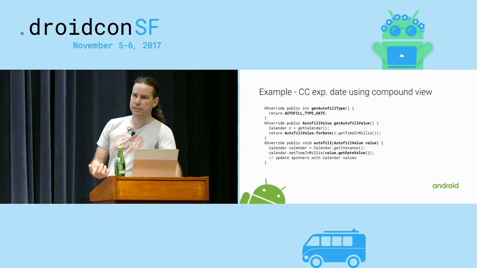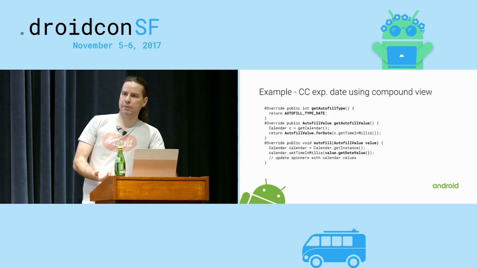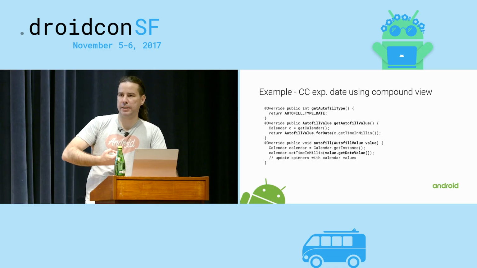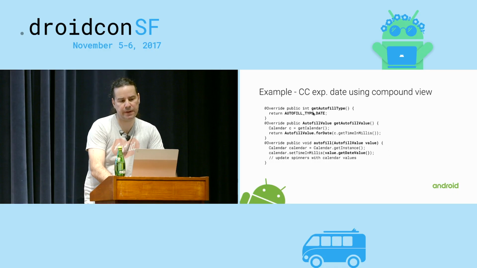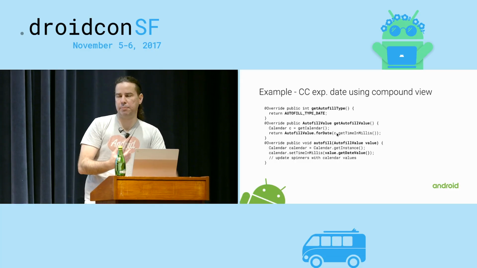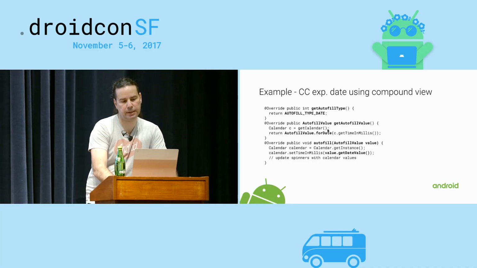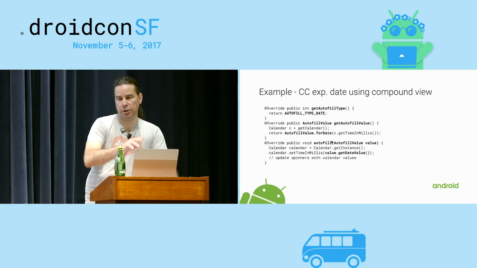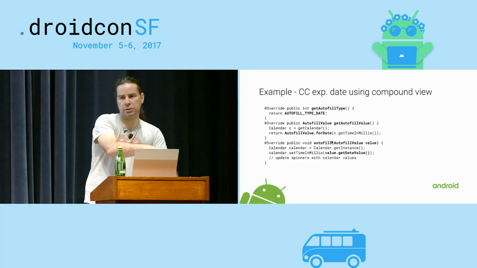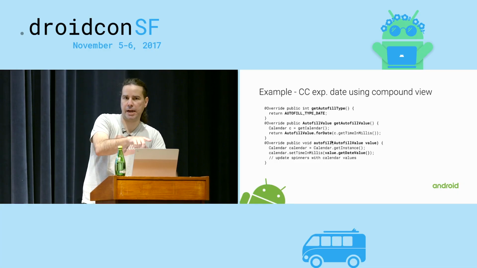I also need to tell the system the metadata: what kind of autofill type this view represents, and how to autofill it. In this case, my autofill type is a date, and I have a factory for date. Basically I'm going to be keeping an internal calendar on my activity, and then I'll get the date from that calendar. And when the user changes the spinner, I omitted this code, but when the spinner is changed, we update the calendar as well.